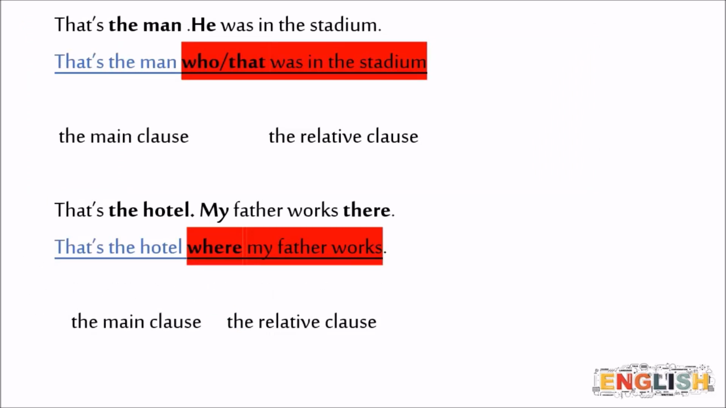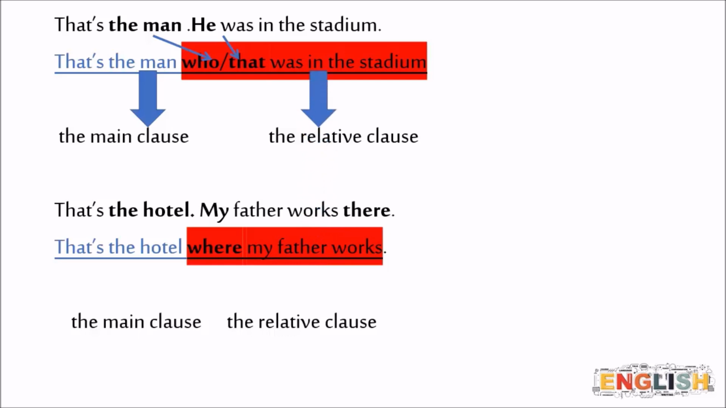So here guys, I've written some examples in order to distinguish between the main clause and the relative clause. So let's start with number 1. That's the man. He was in the stadium. So we say that's the man who or that was in the stadium. So we replaced the man and he with who or that. So the main clause is that's the man, and who was in the stadium is the relative clause.